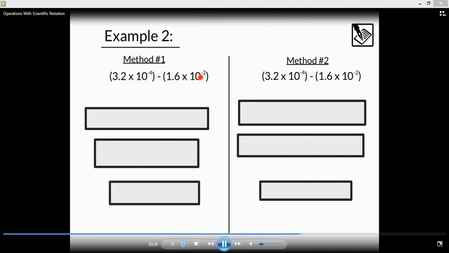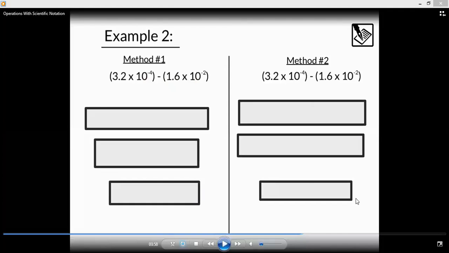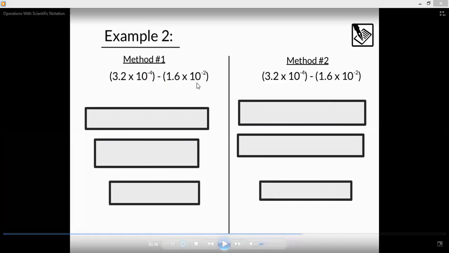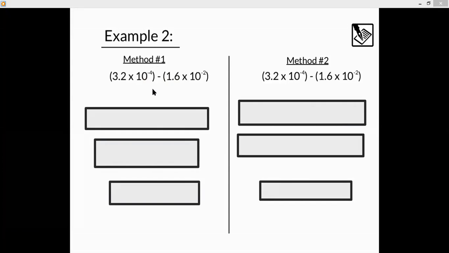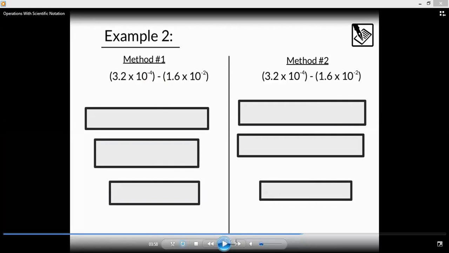This is another question. Let's move to the next part, subtraction. You have 3.2 times 10 to the power of -4 minus 1.6 times 10 to the power of -2. It has the same idea as addition. Do you remember the first method? Yes, in the first method, we expand the numbers and then subtract, and by the end we rewrite to write it in scientific notation.